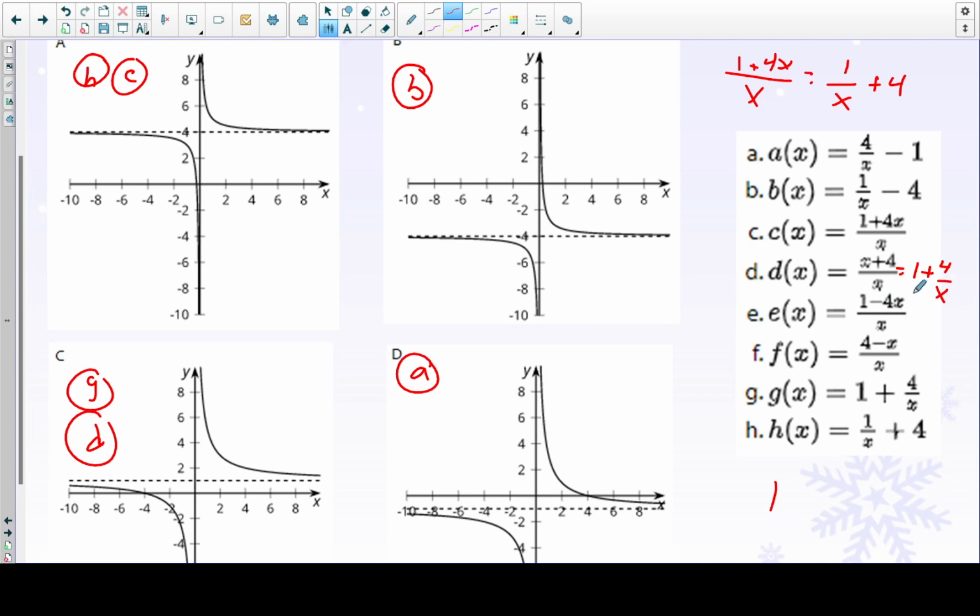So we can then do that for some of the other ones. So same thing here. For E, I would get 1 over x, and then negative 4x divided by x is just negative 4. So that one's going to have an intercept at negative 4. Same thing with this one. I'm going to get 4 over x, and then negative x divided by x, negative 1. And that's going to have an asymptote at negative 1. And that's going to match here.